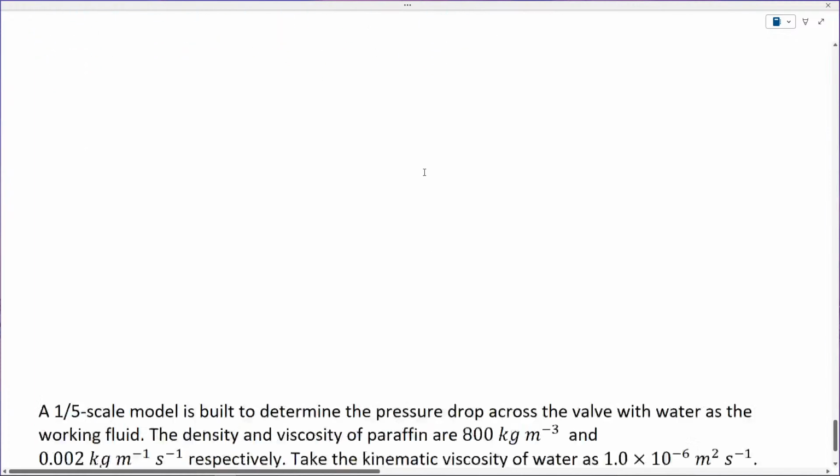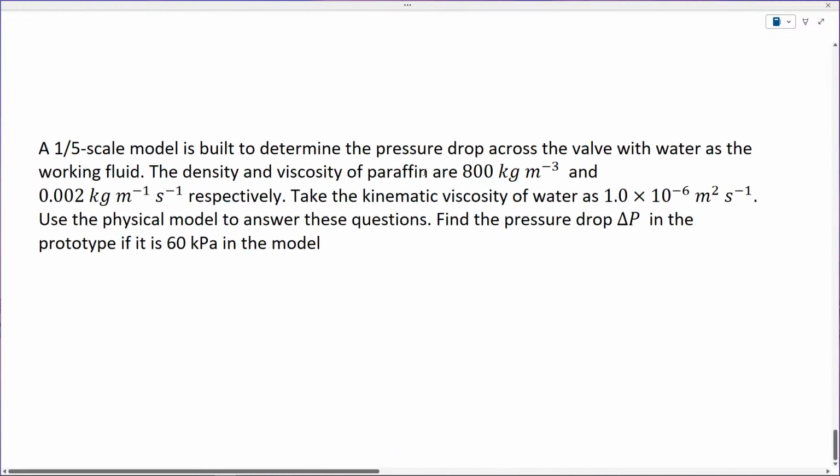Well, one more question. The last question is about the drop in pressure, and we have this equation for the drop in pressure. Let's do it.